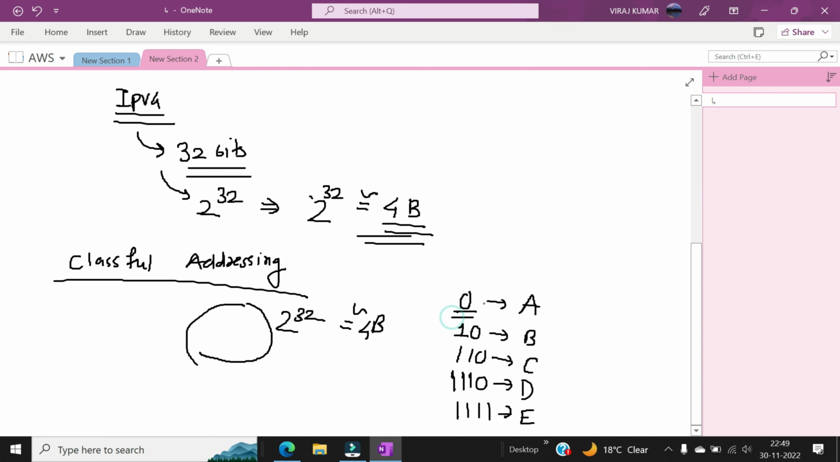In class A, only 1 bit is fixed, so only 31 bits will vary. In class B, 2 bits are fixed. Only 30 bits will vary. In class C, 3 bits are fixed. 29 bits will vary. In class D, 4 bits are fixed. 28 bits will vary. And in class E, 4 bits are fixed. 28 bits will vary. So the rest of the part, along with examples, we will discuss in the next session.